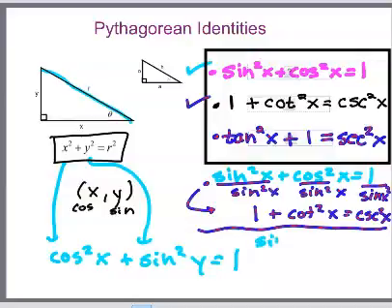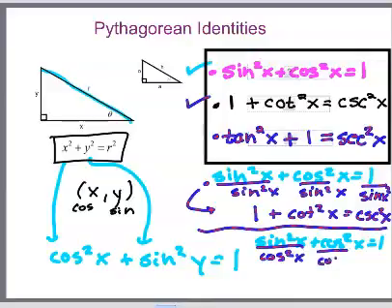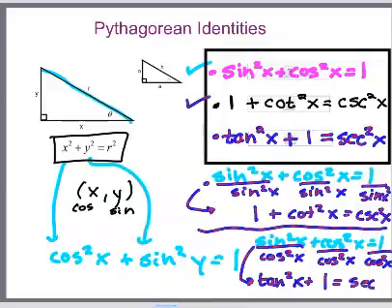So I just want to show you the last one here. So if I divide everything here by cosine squared, I get sine over cosine is tan, cos over cos is 1, and 1 over cos is secant. Again, that's that third identity.